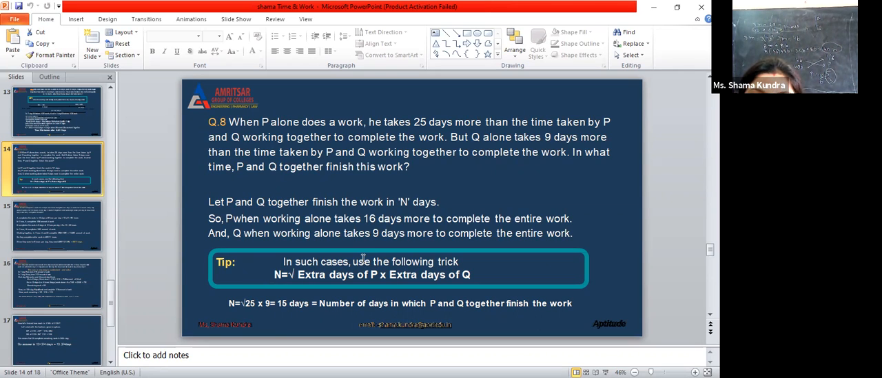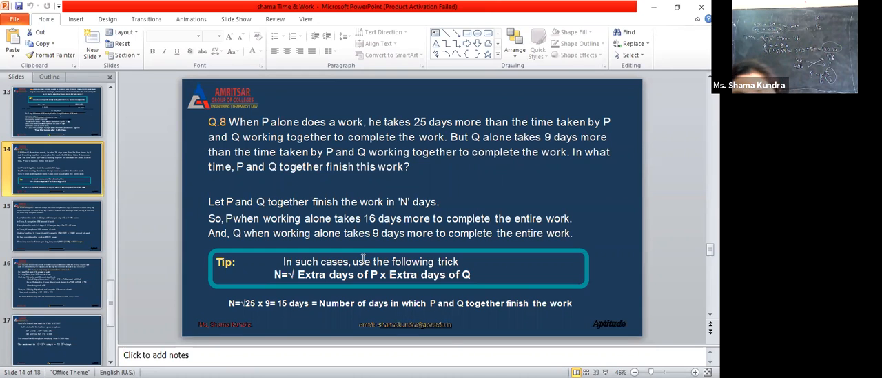What is square root of 25? It is 5. Square root of 9 is 3. So the answer is 5 into 3, which is 15. That means n is 15 days. So P and Q together take just 15 days to complete the work. See how easy the formula was.